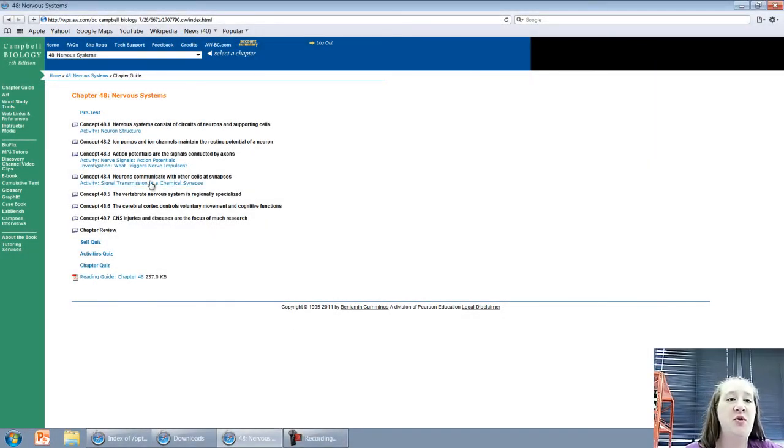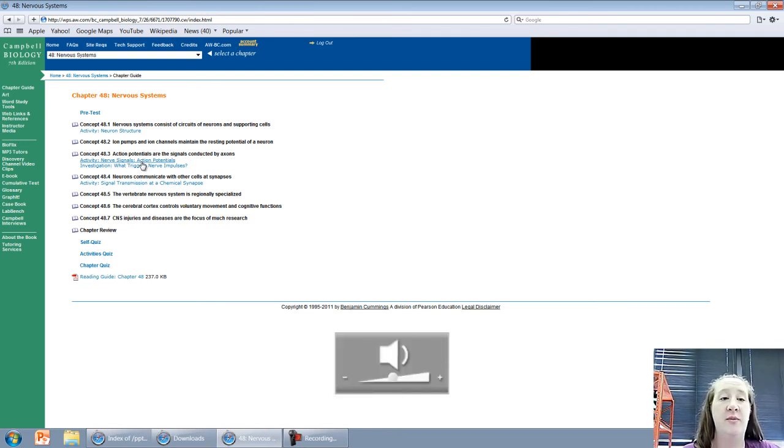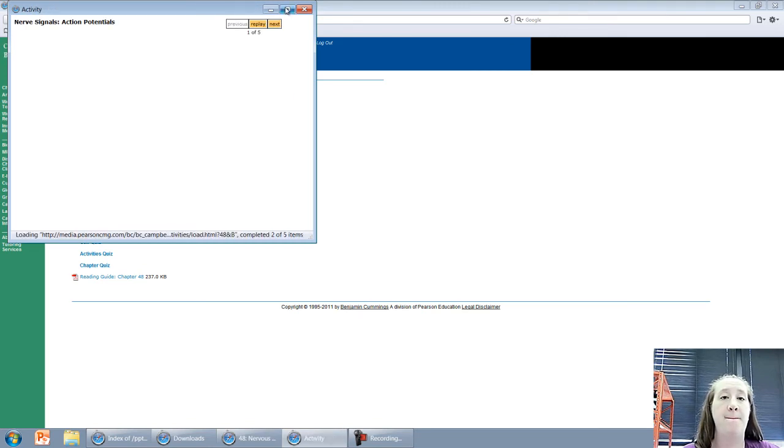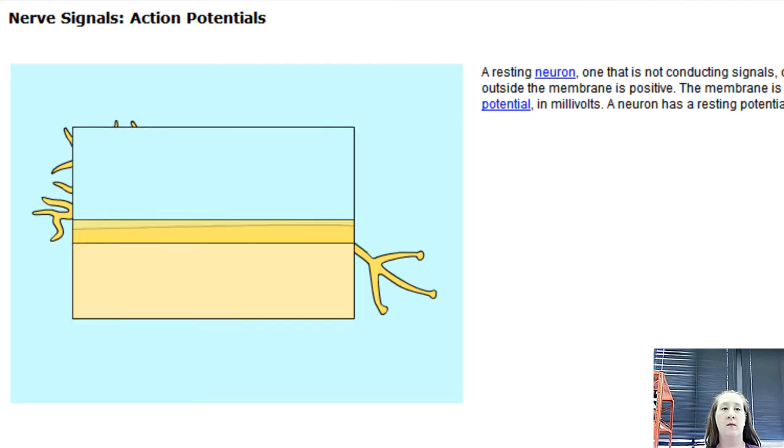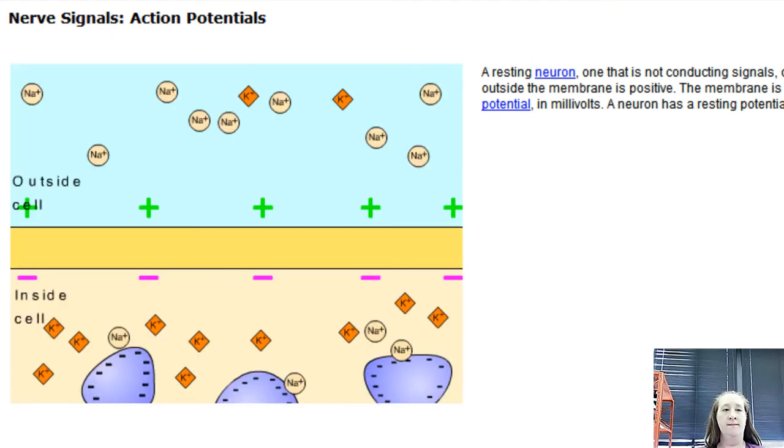Okay guys, I want to show you a quick animation that's going to go over neuron function again in a little bit more detail. A resting neuron, one that is not conducting signals, contains potential energy resulting from an electrical charge difference between the inside and the outside of its plasma membrane.